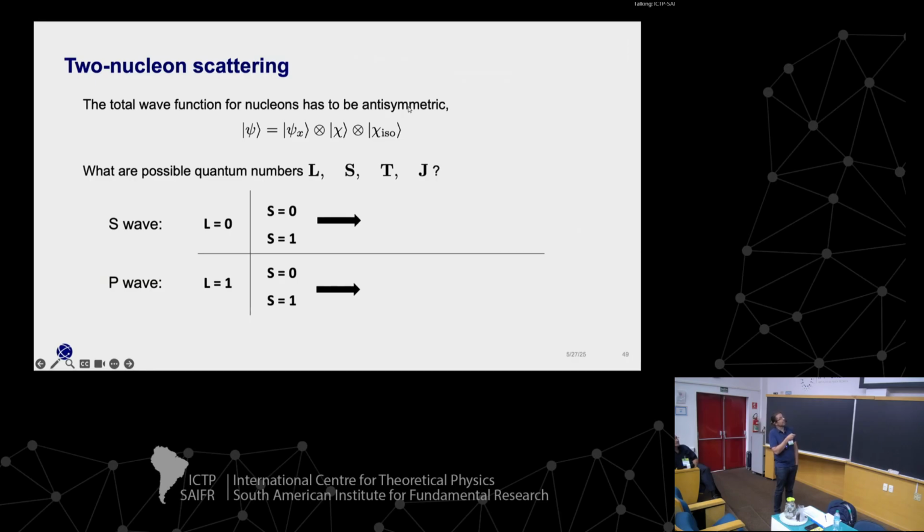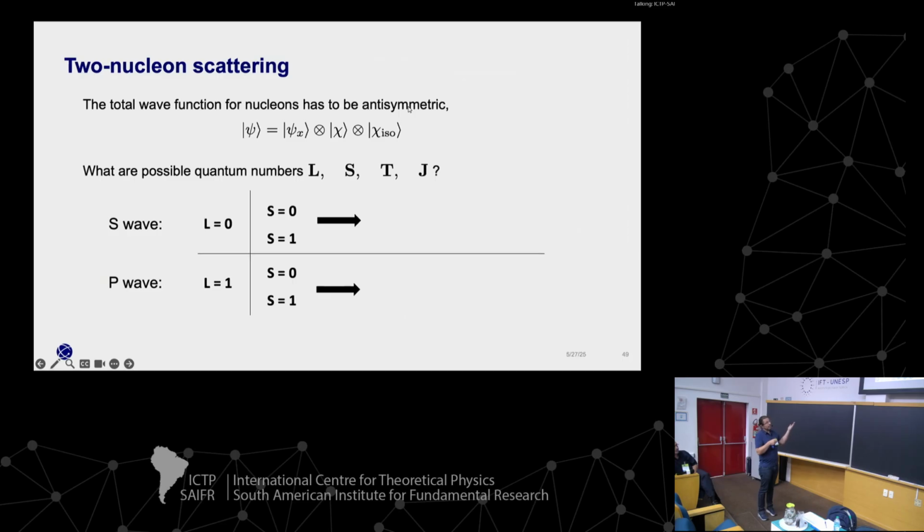So let's look at S wave, so L equals 0. L equals 0 is symmetric, here in the isospin space. So depending on that, the product of the spin and the isospin would have to be antisymmetric, right? If we would be in P wave, where L equals 1, this is antisymmetric, and so the product of these two has to be symmetric. And so you can use this reasoning to understand which partial waves are actually existing for nuclear interactions.